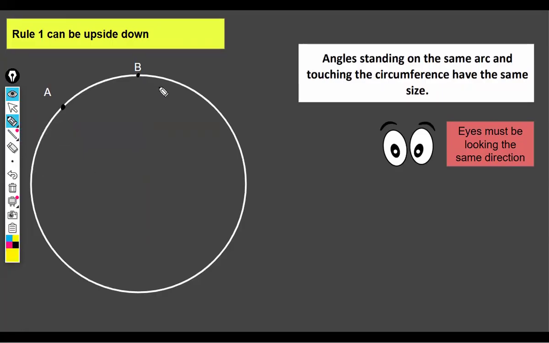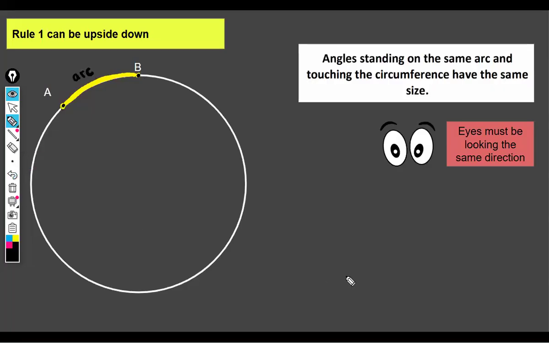So here's what I want you all to do. Draw a circle, and I want you all to draw an arc to the top of the circle. Notice the arc is in a different position, which is what some people were confused about. They were asking, if the arc was somewhere else in the question, would rule 1 still apply?